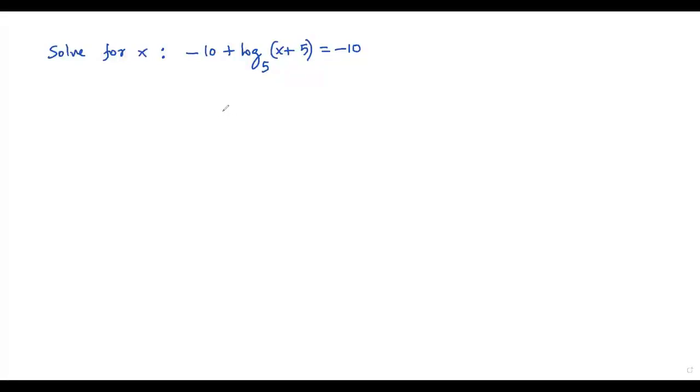Here we have a problem on logarithm. That is, we have to solve for x in the given logarithmic equation. Okay, first let me write the given equation as it is. It is negative 10 plus log of x plus 5 to the base 5 equals negative 10.